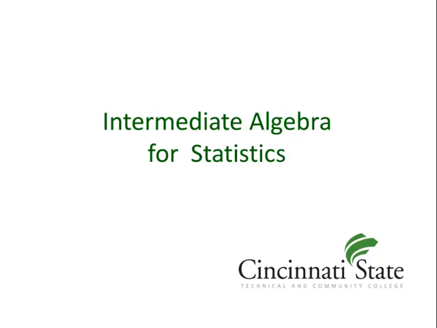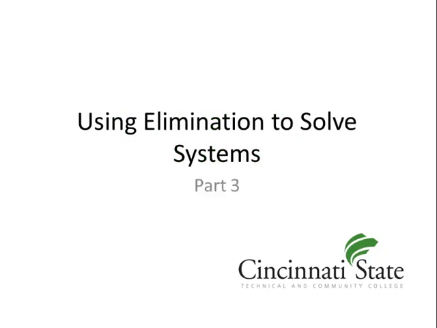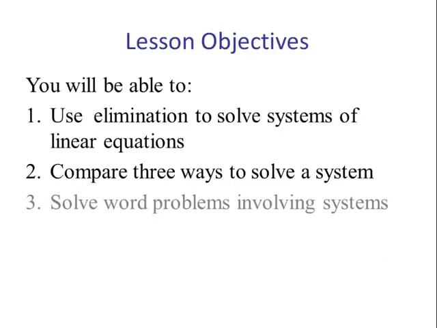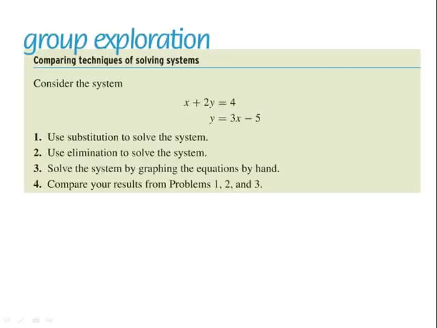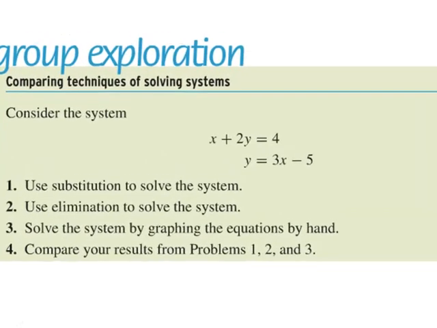Intermediate Algebra for Statistics, Using Elimination to Solve Systems, Part 3. Lesson Objectives: Use elimination to solve systems of linear equations. Compare 3 ways to solve a system. Lesson Objective: Consider the system x plus 2y equals 4, y equals 3x minus 5.